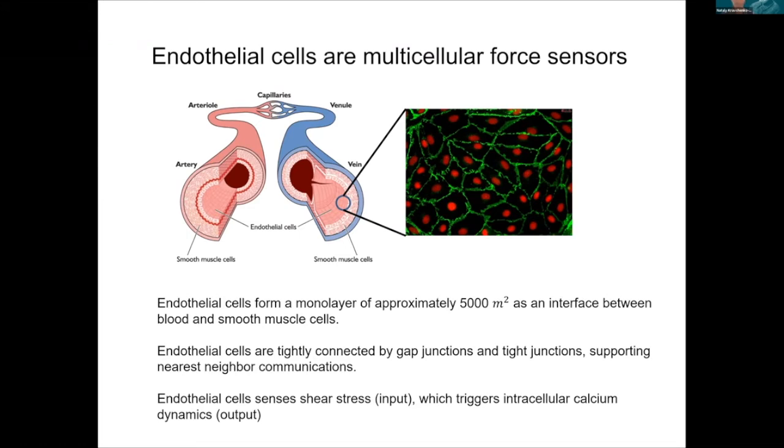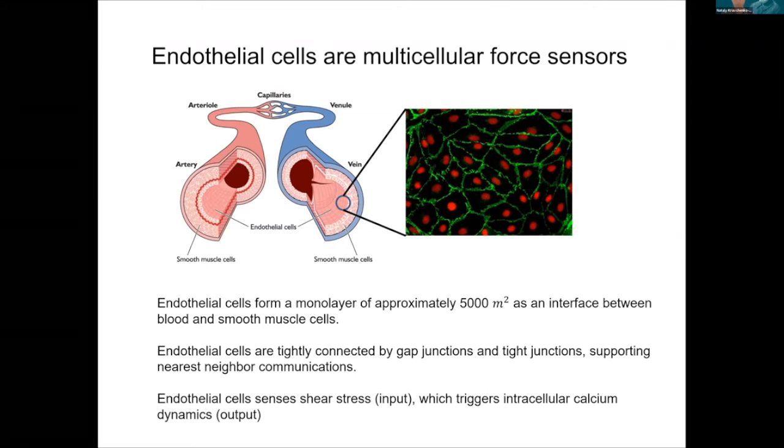One of the major functions of these endothelial cells is to sense the shear stress from the blood flow, which we take as input. They sense the shear stress, process the information, and tell the smooth muscle cells adjacent to the endothelium whether to dilate or to contract the vessels. This process is termed vascular tone.